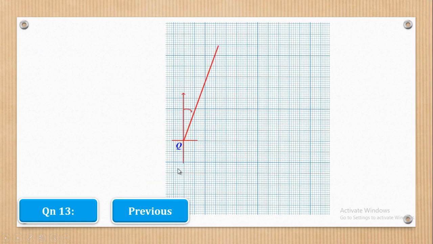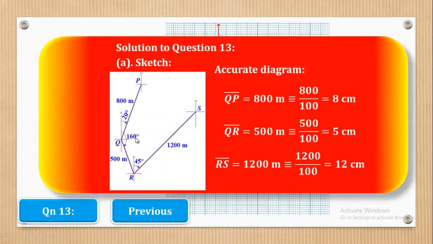So that is our compass. This is the 8 centimeters and this is the 20 degrees. So where it has stopped, we have put our P. So that's the first part. Now the second part is to still stand at Q, measure 160 degrees and also measure 5 centimeters here. Where it stops, you draw a compass and that will be your R.